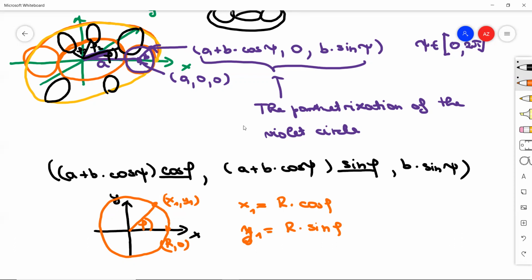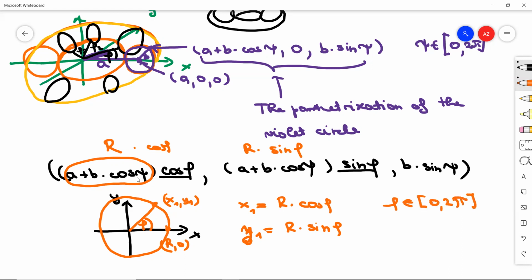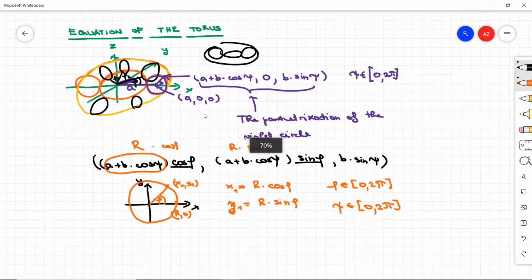Okay, this is clear. And here, in the expression above, this was our r. Because we had a point in the x, z plane, this was a plus b cosine psi, 0, b sine psi. So the point in the xy plane was a plus b cosine psi, 0. So this a plus b cosine psi was r. And then we rotated this point r0 around the z-axis. So that's why we had here r times cosine phi and r times sine phi. And here phi runs from 0 to 2 pi. And psi also ran from 0 to 2 pi. And this is the parameterization of the torus.